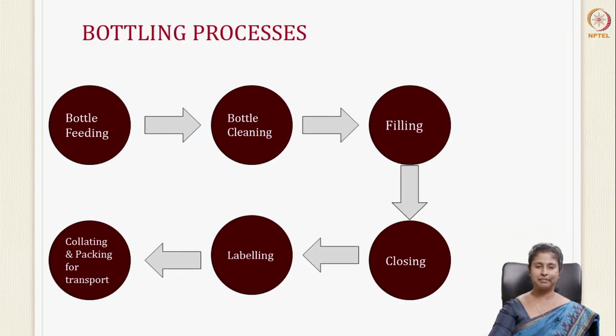A quick recap. We talked about how the bottling process includes all the sophisticated automatic machineries lined up in series. So these bottles will move from the feeding to the final transportation section. Going through that, we had the bottle feeding section, bottle cleaning, filling, closing, labeling, and the final collating and transportation.